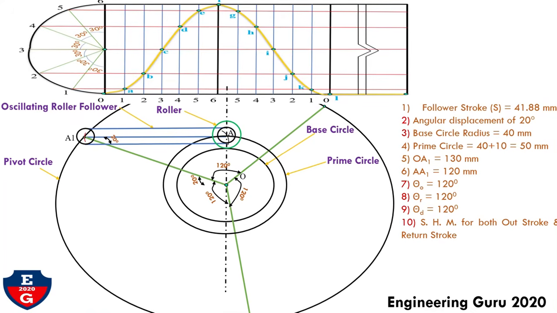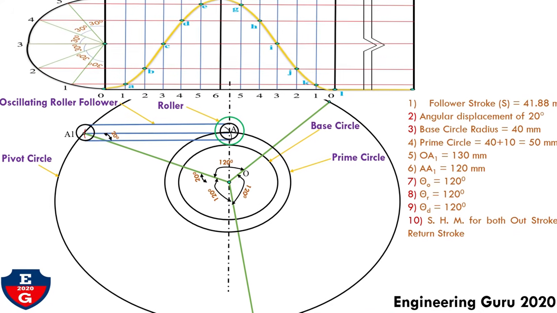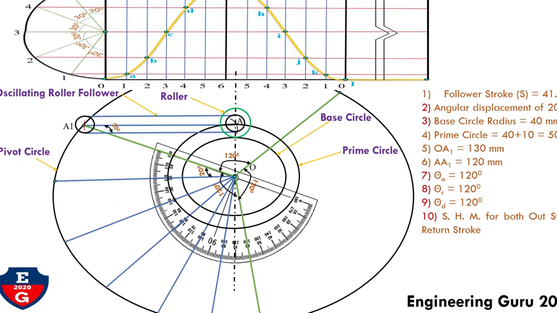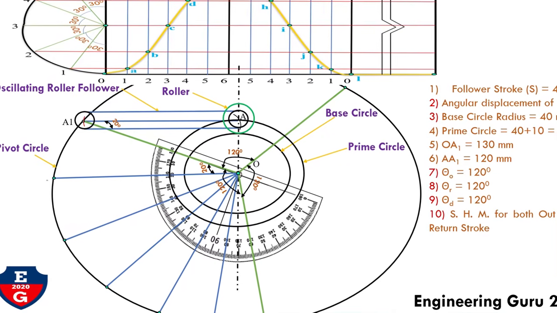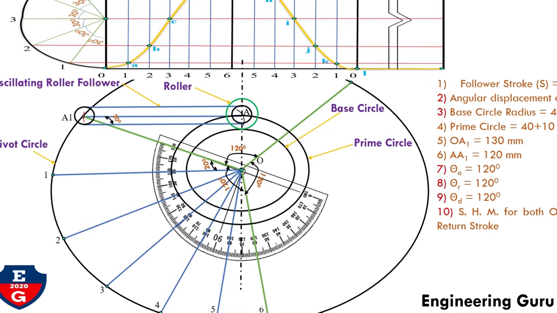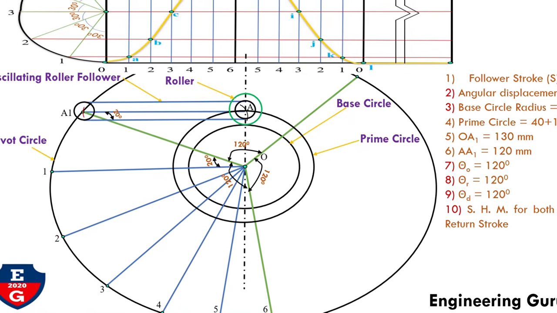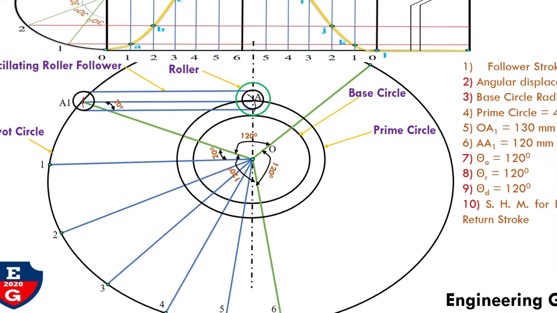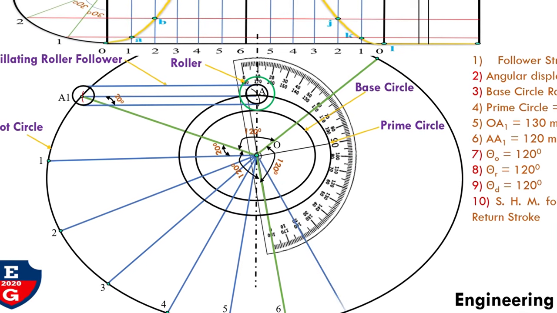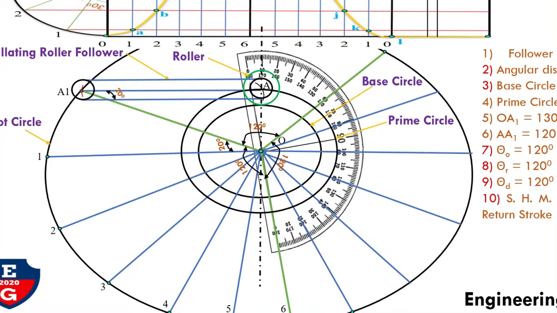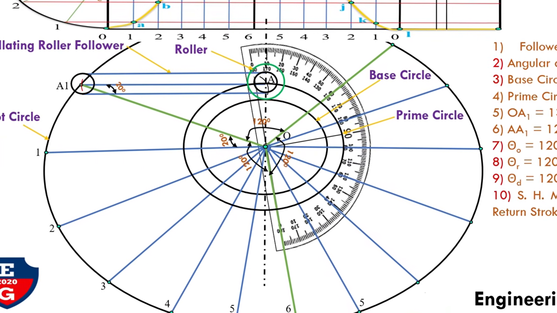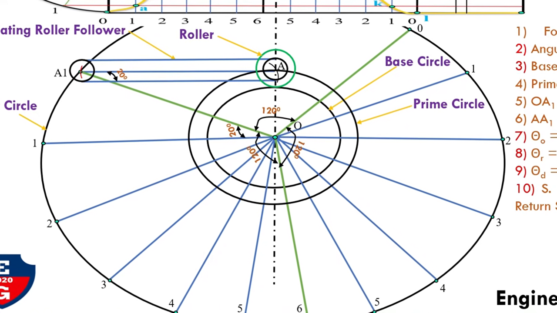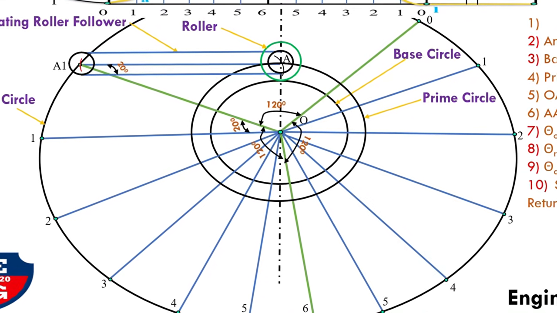Now first divide the out stroke into 6 equal parts with the help of a protractor, taking each angle as 20 degrees, and give notation 0, 1, 2, 3, 4, 5 and 6 as mentioned in the displacement diagram. Similarly, you can do the return stroke, dividing it into 6 equal parts, taking each angle as 20 degrees, and give notation 5, 4, 3, 2, 1 and 0, same as the displacement diagram.